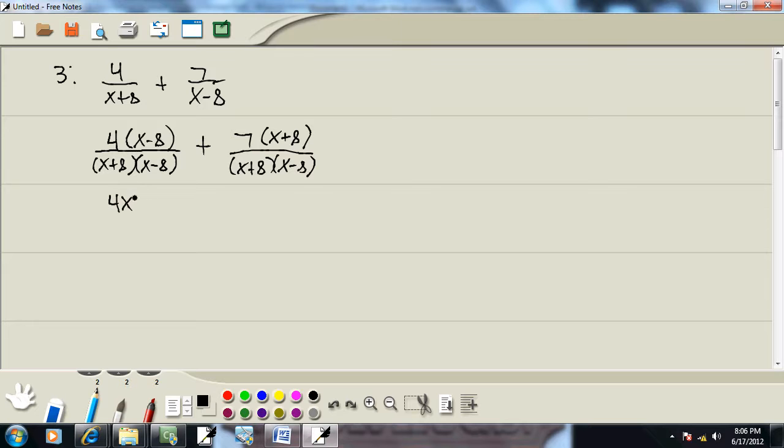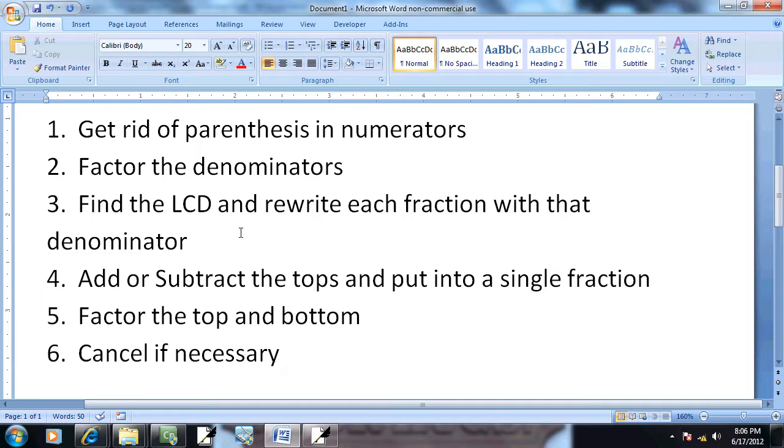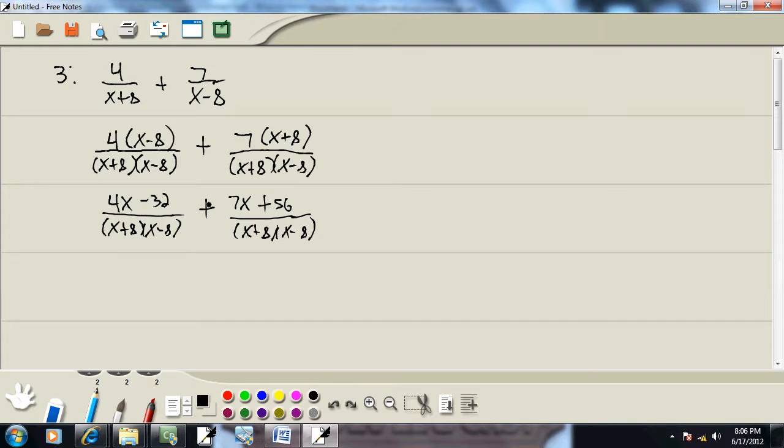Which gives us 4 times x is 4x. 4 times negative 8 is negative 32. And in this one, 7 times x is 7x. 7 times 8 is 56. And that was find the LCD and rewrite each fraction with that. So step 4, add or subtract tops and put into a single fraction. Well, there's just a plus here, so we got 4x minus 32 plus 7x plus 56 over x plus 8, x minus 8.